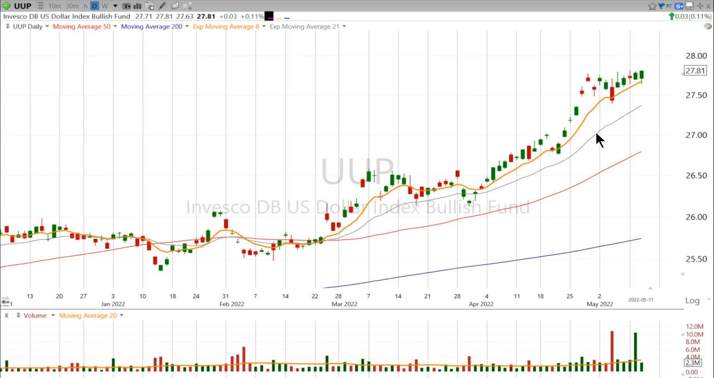So be sure and watch the US dollar. If you see this start to break down, we might then see a bounce in the market. But definitely a chart that I think you should be paying attention to, especially in these market conditions.